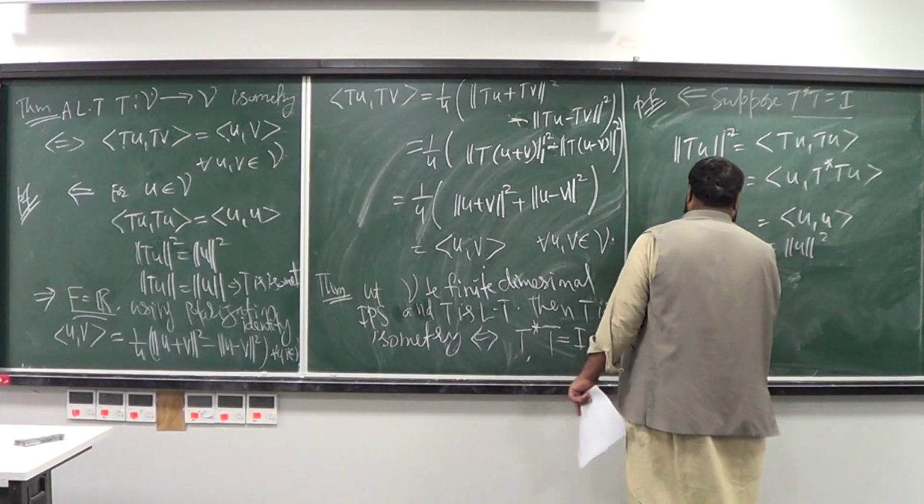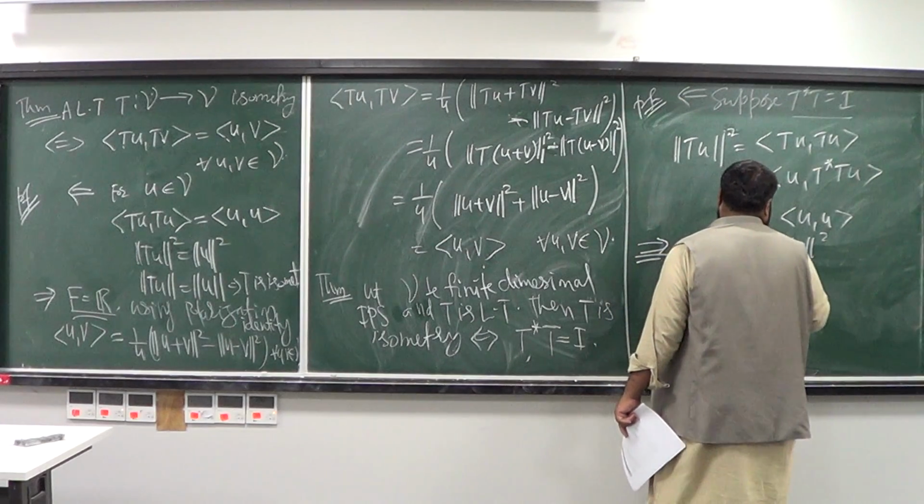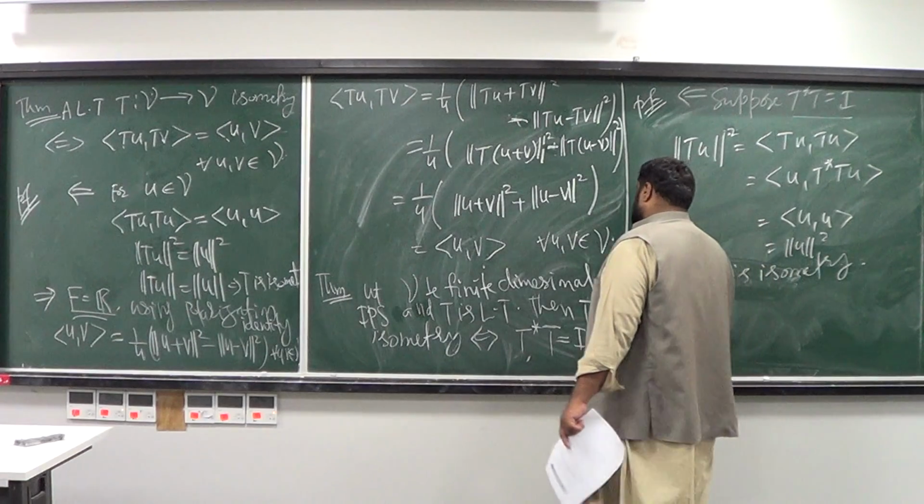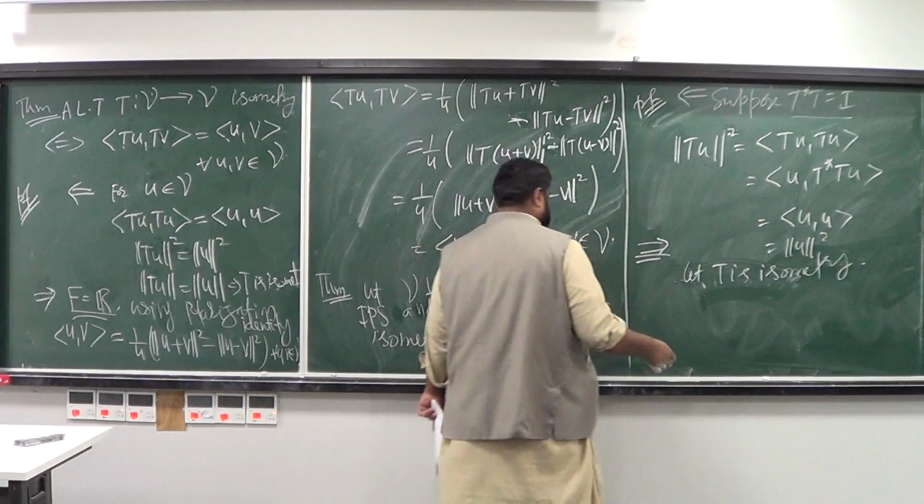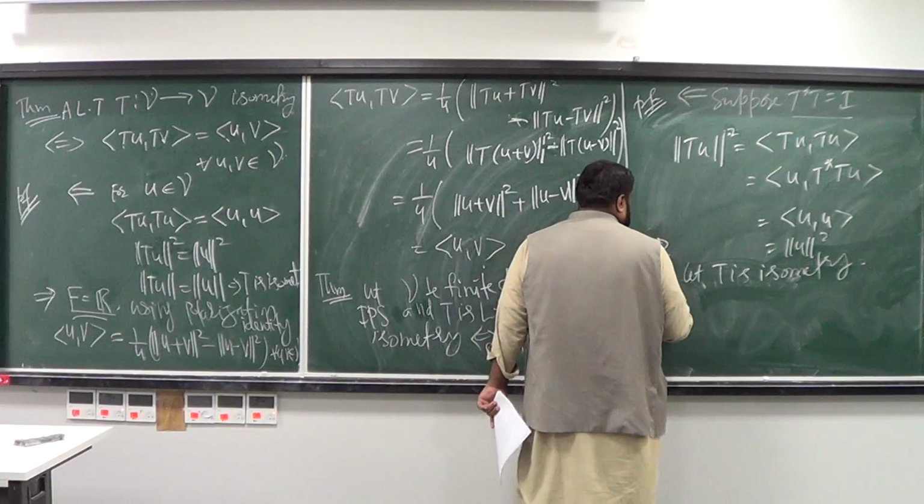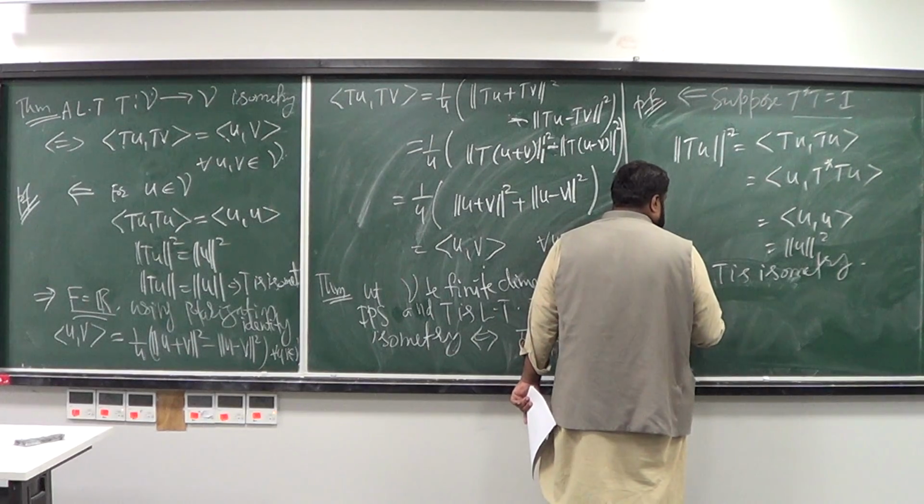So let me write that T is isometric. Suppose that T is isometric, and I want to show that T star T is an identity matrix. So this is what is going to be the case.